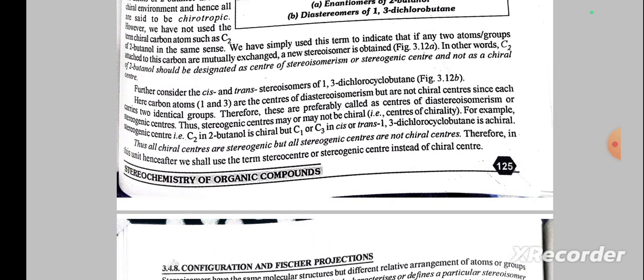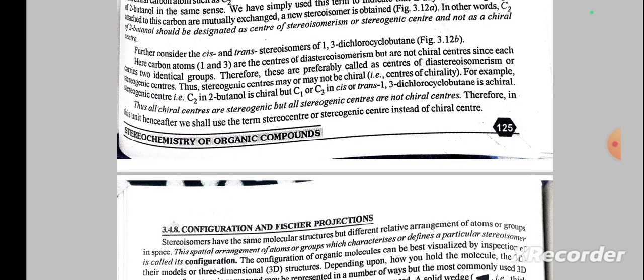Further, consider the cis and trans stereoisomers of 1,3-dichlorocyclobutane. Here, carbon atoms 1 and 3 are centers of this stereoisomerism but not chiral centers, since each carries two identical groups. Therefore, these are perfectly called centers of this stereoisomerism, though each carries two identical groups.